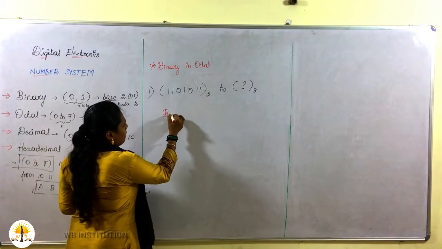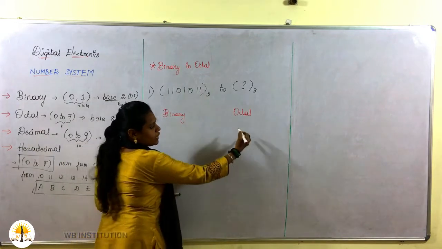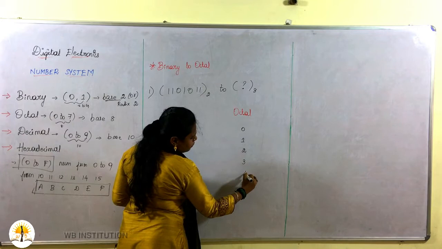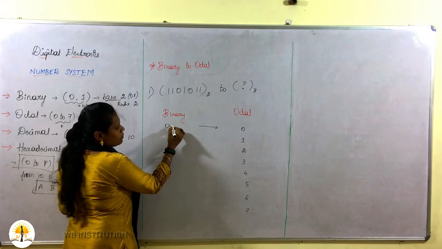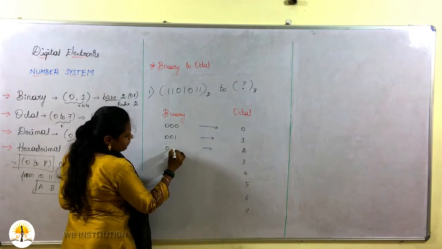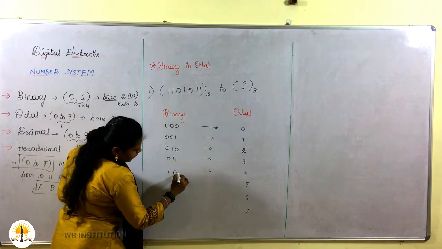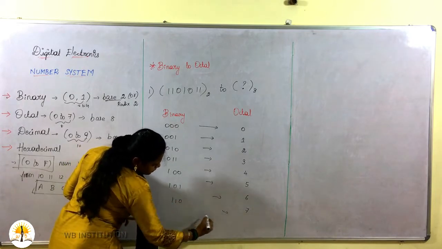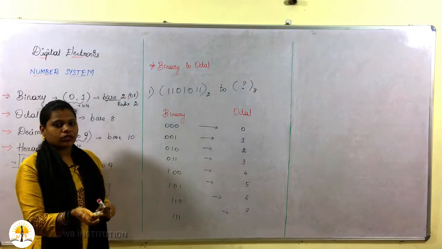First take binary and octal. The octal values, as I said, are 0 to 7, right? So 0, 1, 2, 3, 4, 5, 6 and 7. For 0 you have the binary value 000. For 1 you have 001. For 2 you have 010 and for 3, 011. For 4, 100 and for 5, 101. For 6, 110 and for 7 it is 111. This table is very important to convert any binary to octal or octal to binary.